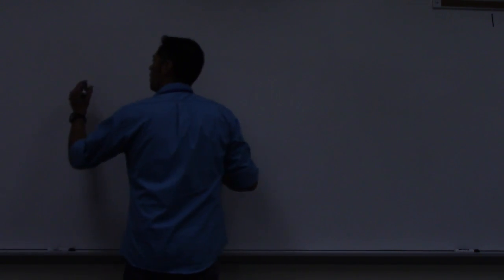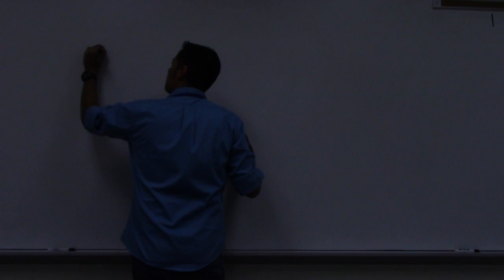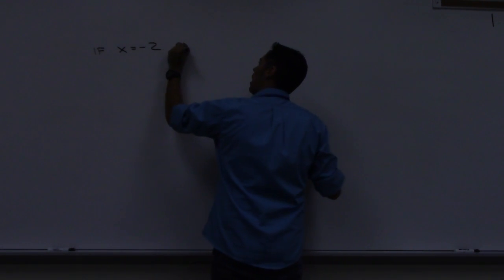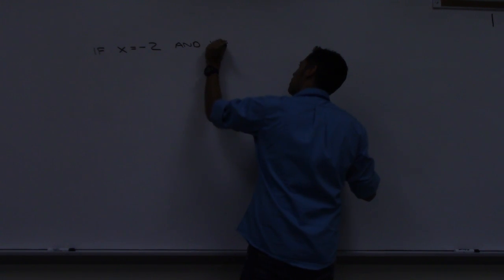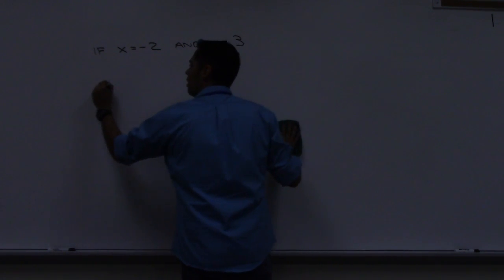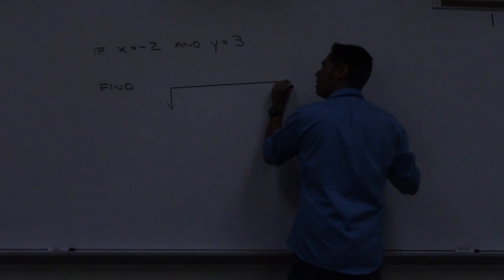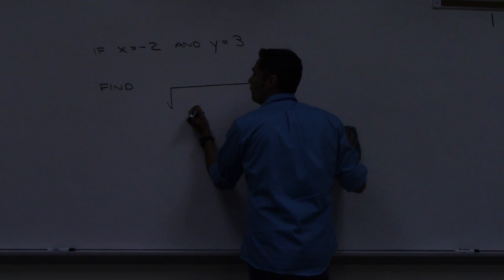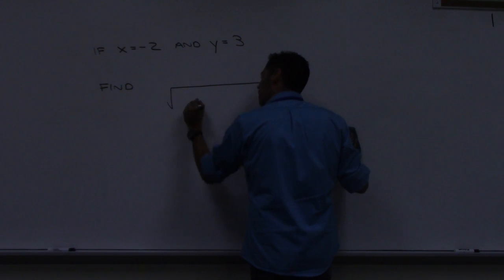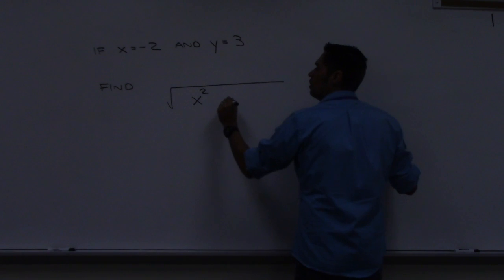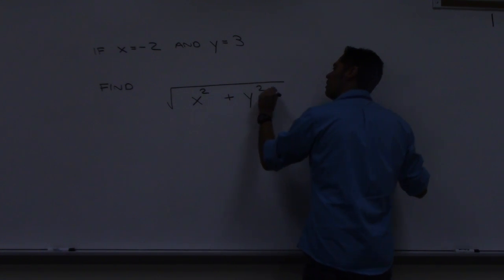Okay, how about this? Different problem. If x is equal to -2 and y is equal to 3, find the square root of x squared plus y squared.